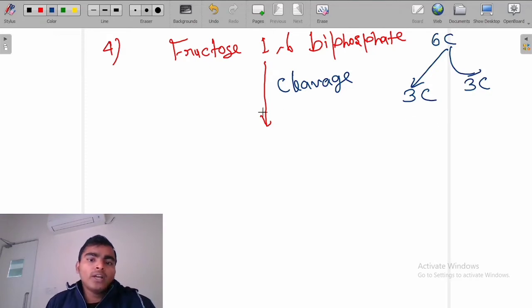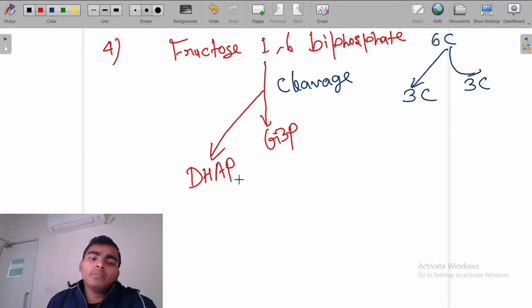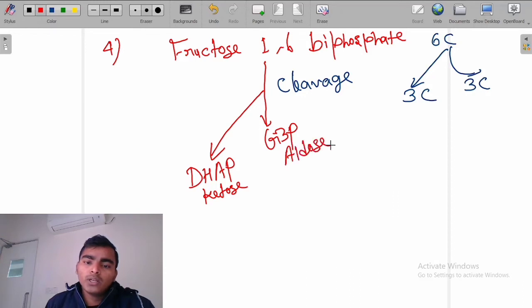So what are we going to get from here? There are 2 molecules. The first one is DHAP, and the second one is G3P. What do these 2 molecules mean? DHAP is dihydroxyacetone phosphate, and G3P is glyceraldehyde 3-phosphate. Again there is the factor of keto sugar and aldose sugar. This one is basically a keto sugar, and this is basically an aldose sugar.